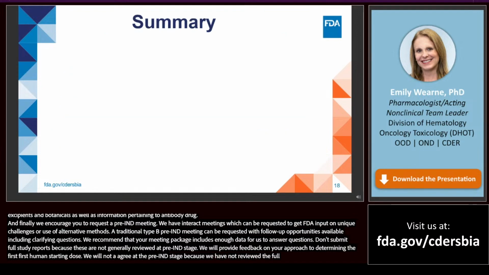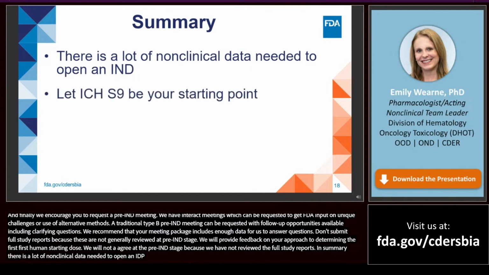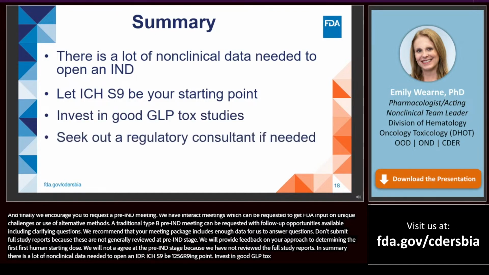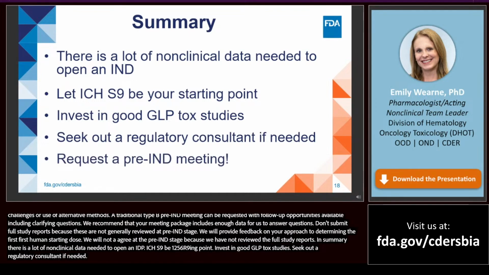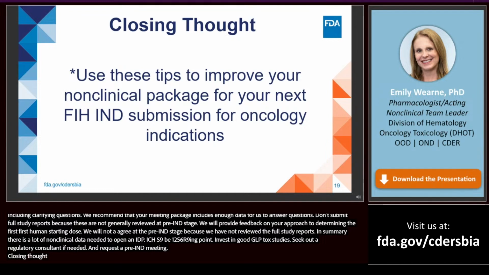So in summary, there's a lot of non-clinical data needed to open an IND. Let ICH S9 be your starting point. Invest in good GLP-compliant toxicology studies, seek out a regulatory consultant if needed, and request a pre-IND meeting. As a closing thought, we hope you use these tips to improve your non-clinical package for your next first-in-human IND submission for oncology indications.